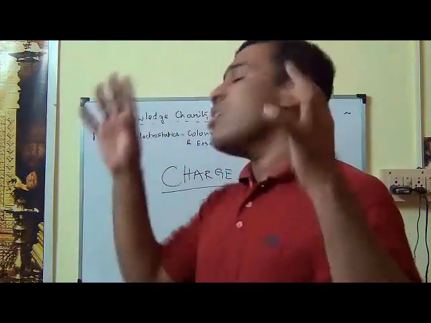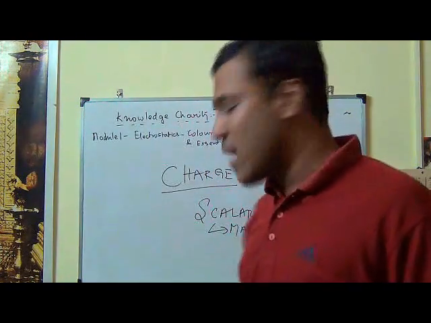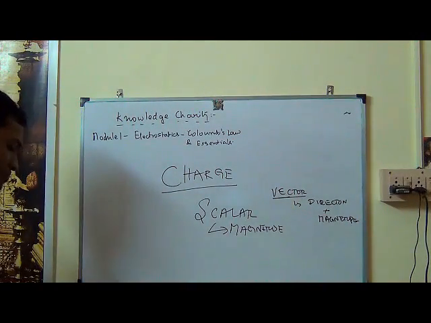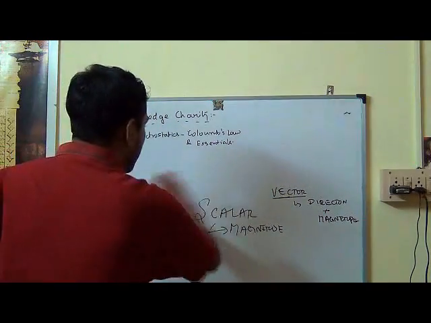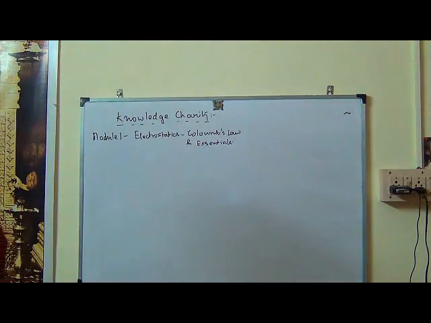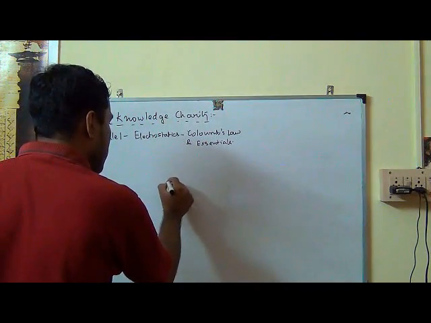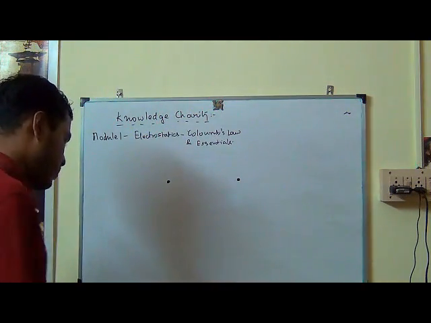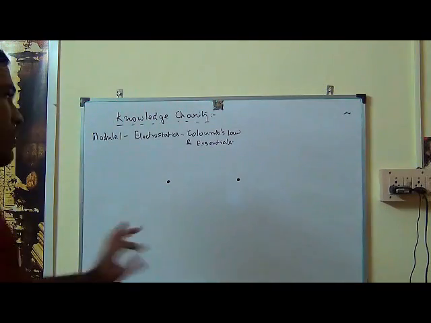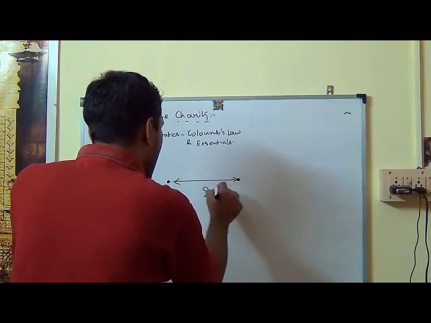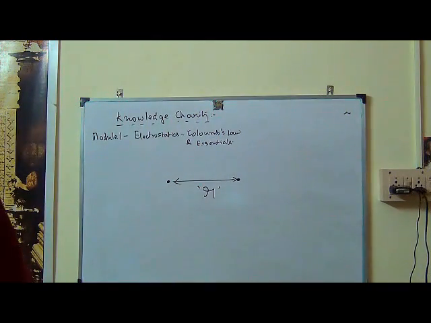For electric field, you need to know Coulomb's law of electrostatics. So we will go into Coulomb's law of electrostatics right away. Take a point charge, let us take 2 point charges. They are separated by a distance, say r. r is the distance separating the 2 point charges.